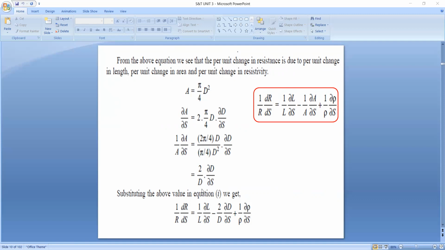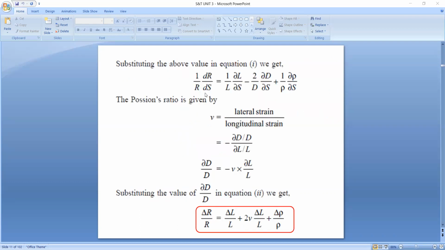Now substitute this value in the expression. You get 1 by R dou R by dou S is equal to 1 by L dou L by dou S minus, instead of 1 by A dou A by dou S, substitute this expression 2 by d dou d by dou S, plus this term comes as such, 1 by rho dou rho by dou S. Now we know what Poisson's ratio is. It is represented by lateral strain divided by longitudinal strain, which is nothing but dou d by d divided by dou L by L. From this expression, we can derive dou d by d as minus of Poisson's ratio v into dou L by L. Substitute this dou d by d in the previous expression.